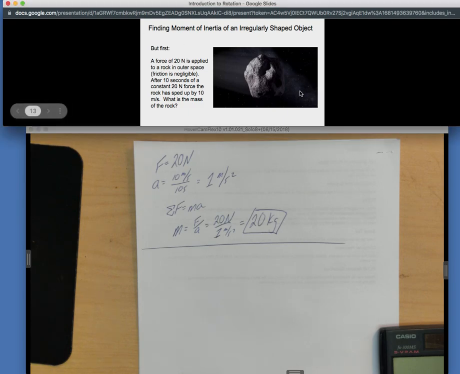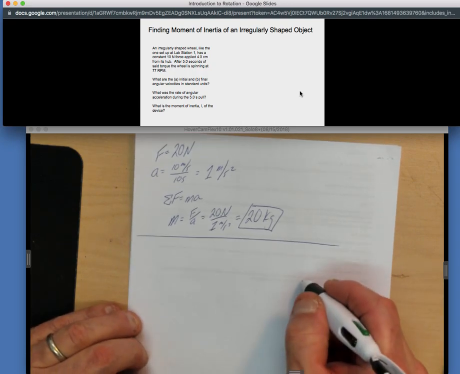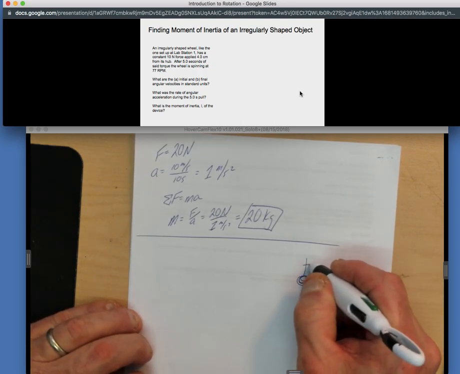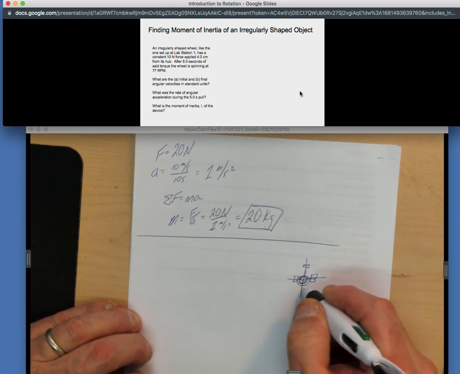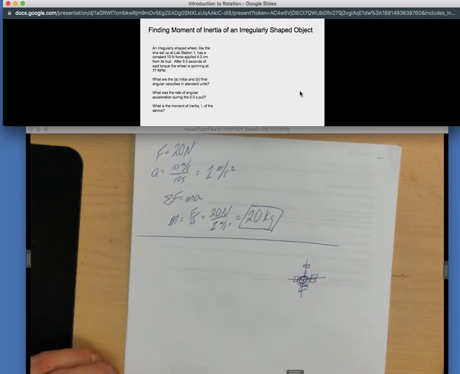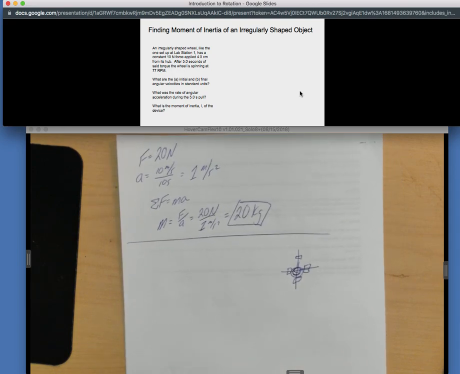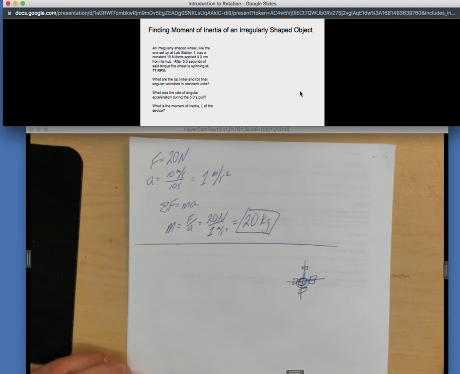Get my cursor over there. There it is. And so here's an irregularly shaped wheel like the one set up at Lab Station 1 earlier today. It had a constant 10 Newton force. It was that wheel that looked like this, and it had the weights here, right? It had weights, and we moved the weights around and talked about the moment of inertia. It had the pulley in the center, and we rotated it around, right? That wheel. And I was saying stuff like, you don't want to calculate the moment of inertia of that mathematically. You're better off doing it dynamically. And by that, I mean the same thing we just did with the rock.